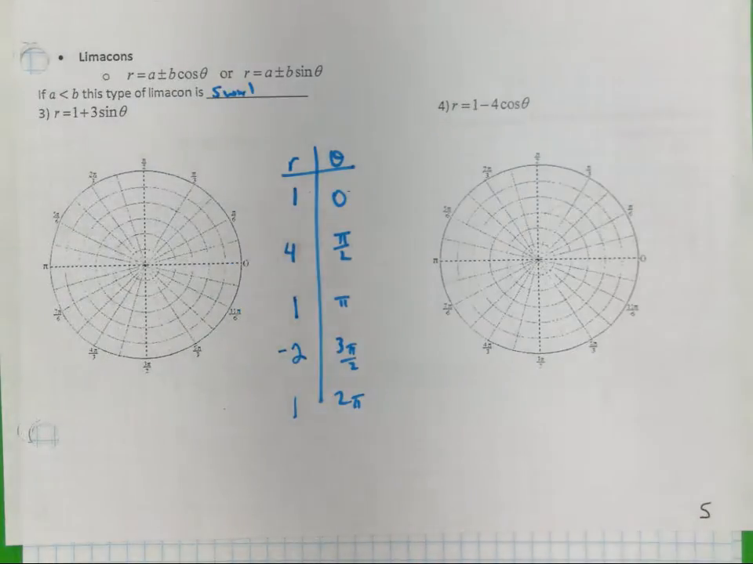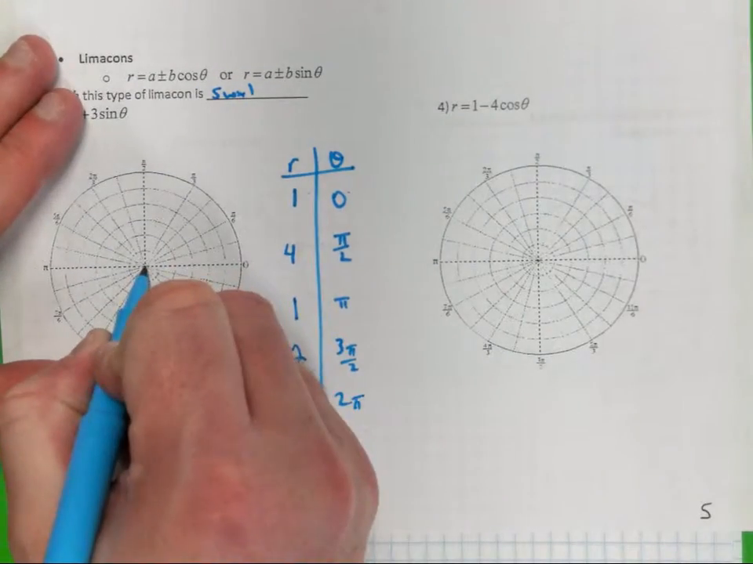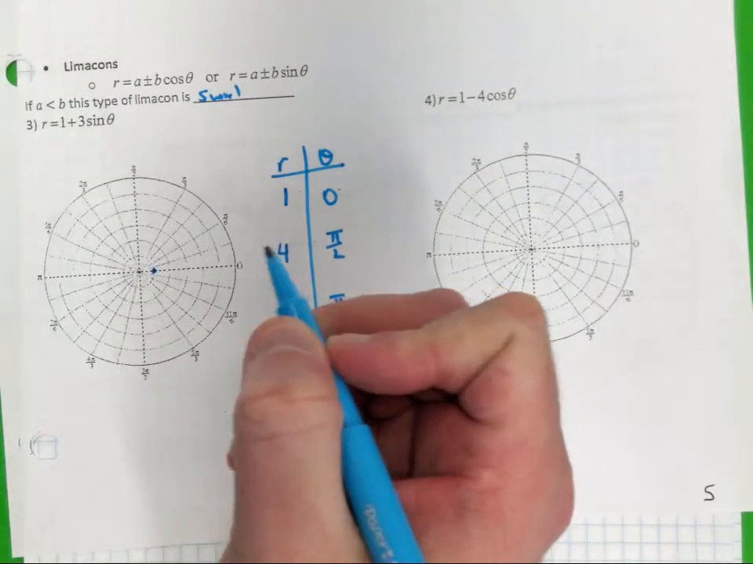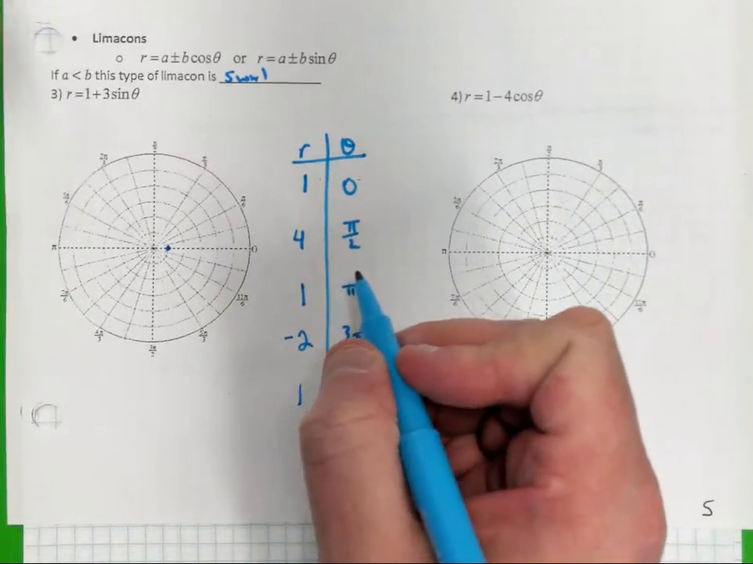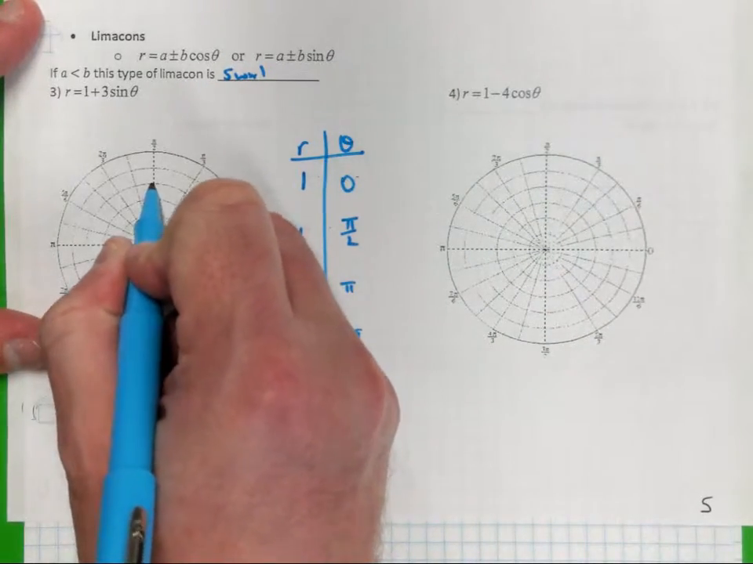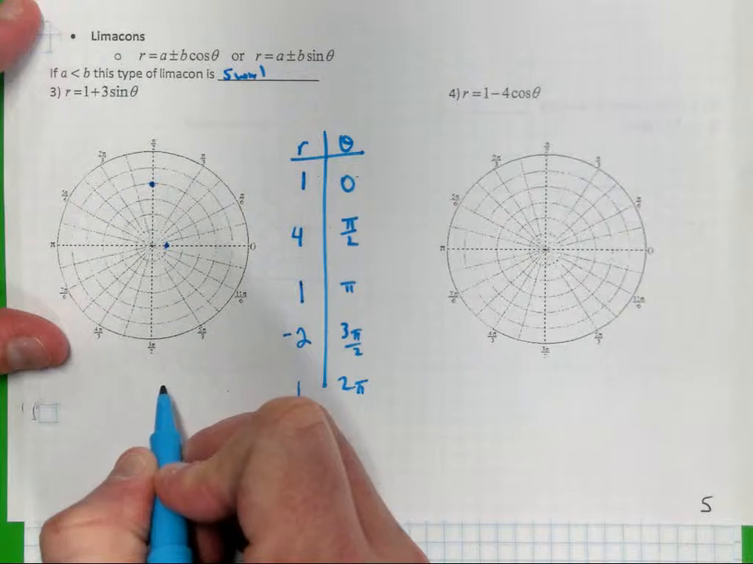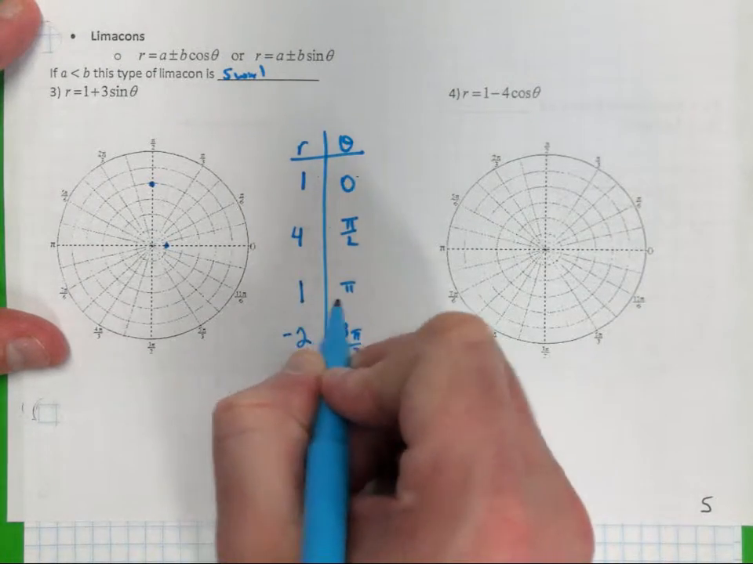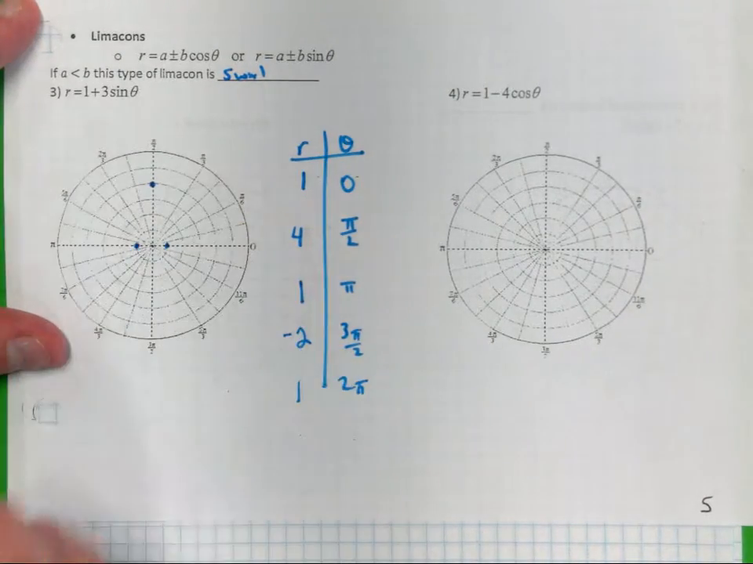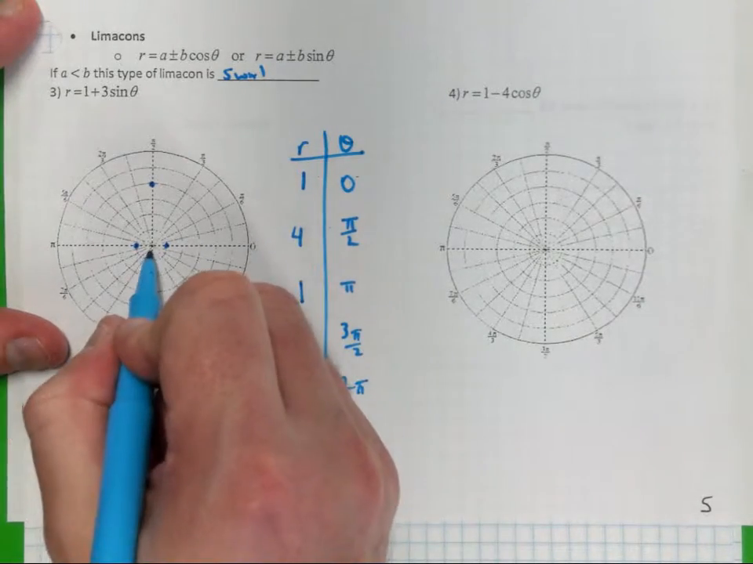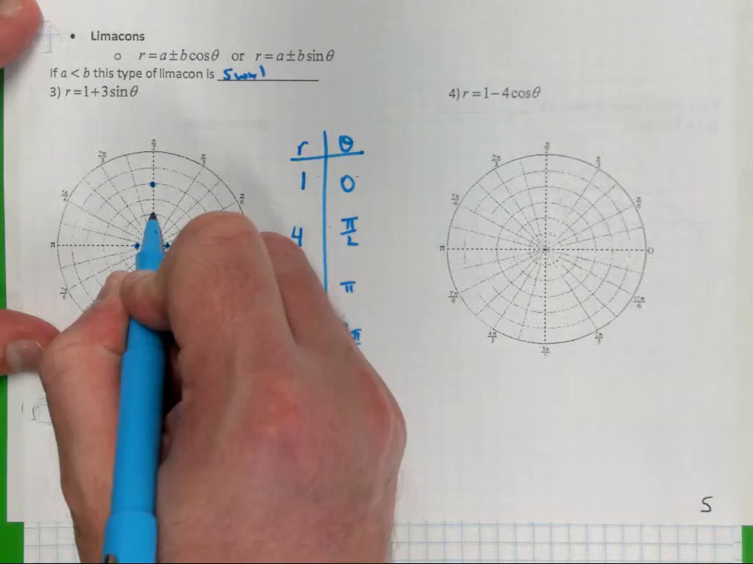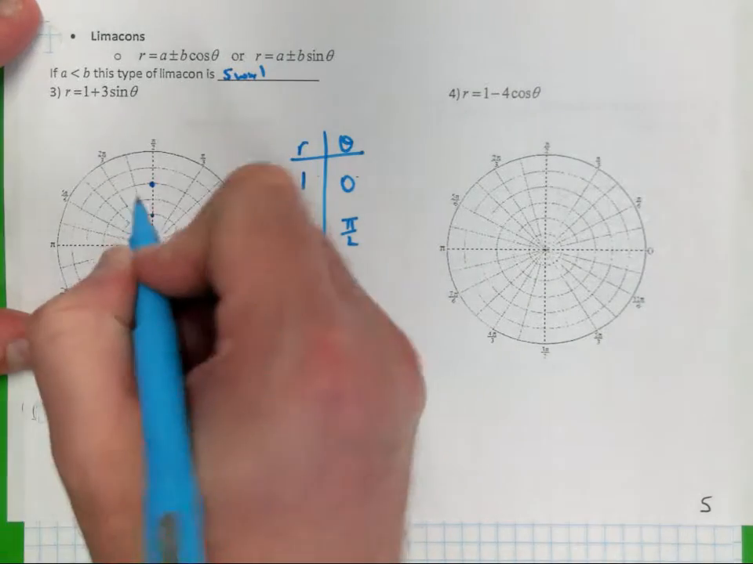All right, so let's graph this. 1, 0. Go to 0, go out to the first ring. Locate pi over 2, go up to the fourth ring. Locate pi, go out to the first ring. 3 pi over 2, but it's negative 2, so you're going to go toward pi over 2. And then 1, 2 pi is back there.